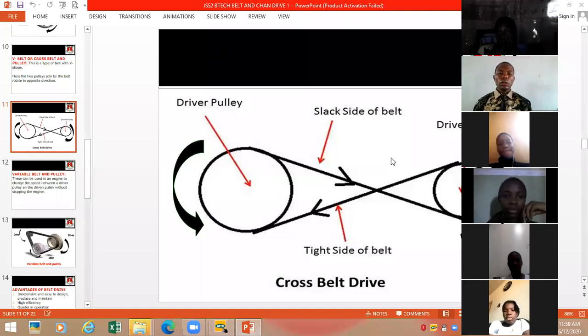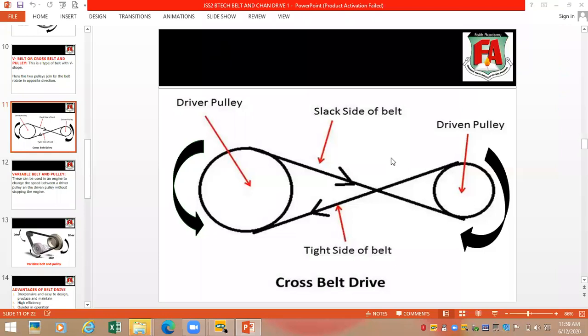Now, the V-belt and pulley. Do not disturb this class, like I said. If you disturb this class, we'll remove you immediately without hesitation. Now, you can see the V-belt and pulley. You can see the driver pulley and the driven pulley. That driver pulley is the one driving.